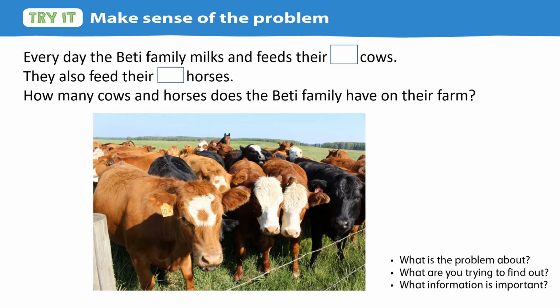And then what am I trying to find out? Well, I need to find out how many cows and horses they have on their farm. So the important information I need is how many cows and how many horses they have to know the total number that they have on their farm. Now that I see those numbers, I know that they have 476 cows and 148 horses.